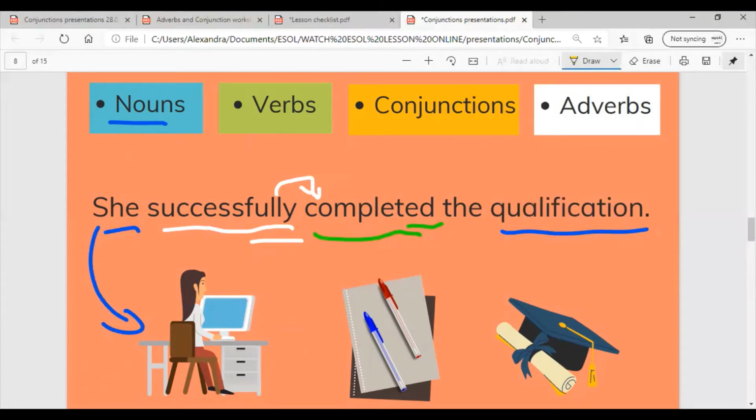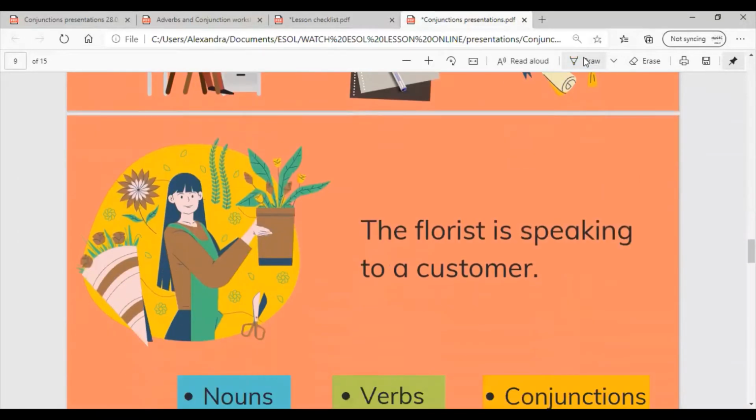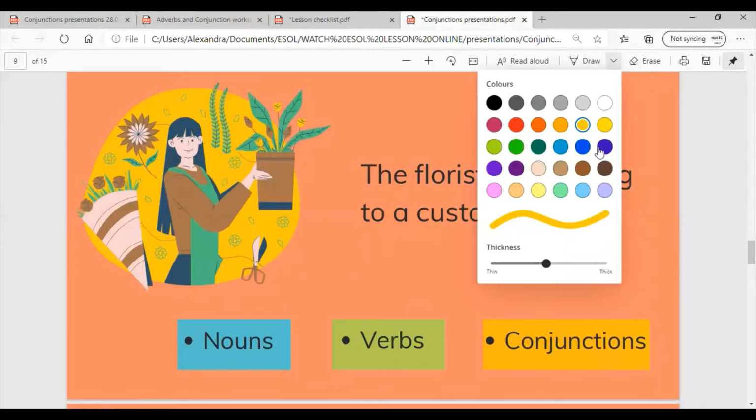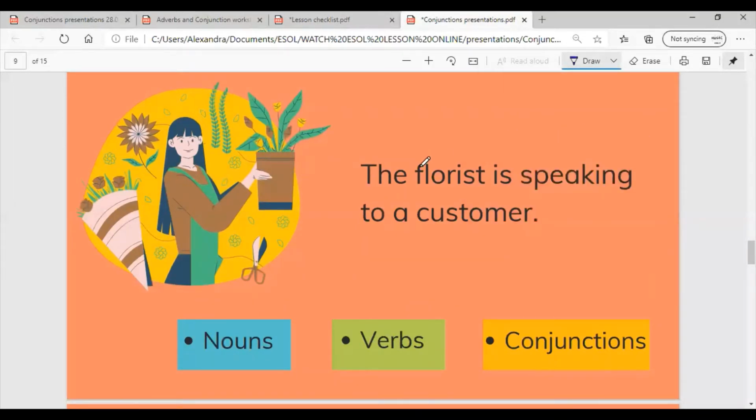So, she successfully completed the qualification. So the is our only connective conjunction in this sentence, because without it, it would just say she successfully completed qualification. And you just need the in there so that it makes sense and is correct English. Okay, here's our next example sentence, where we have, the florist is speaking to a customer.